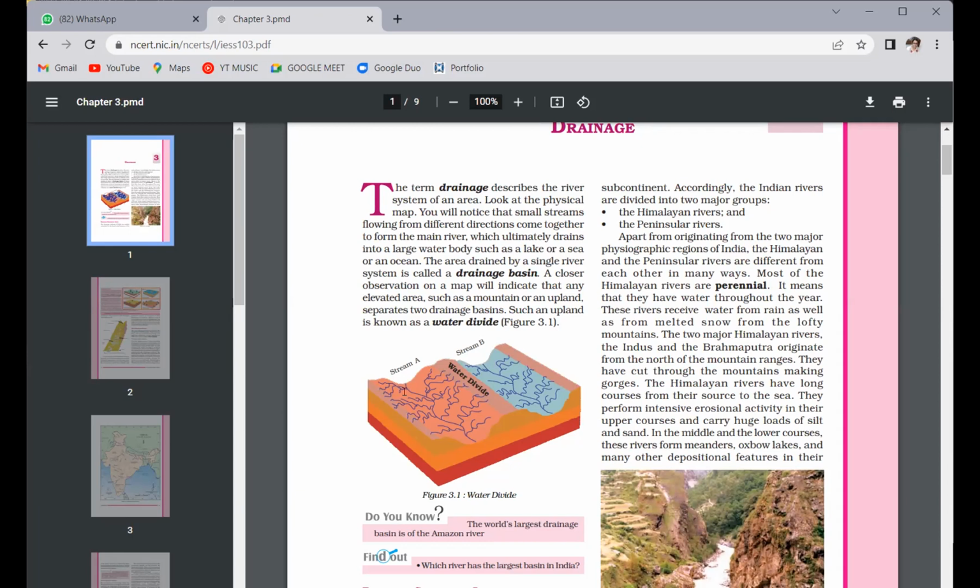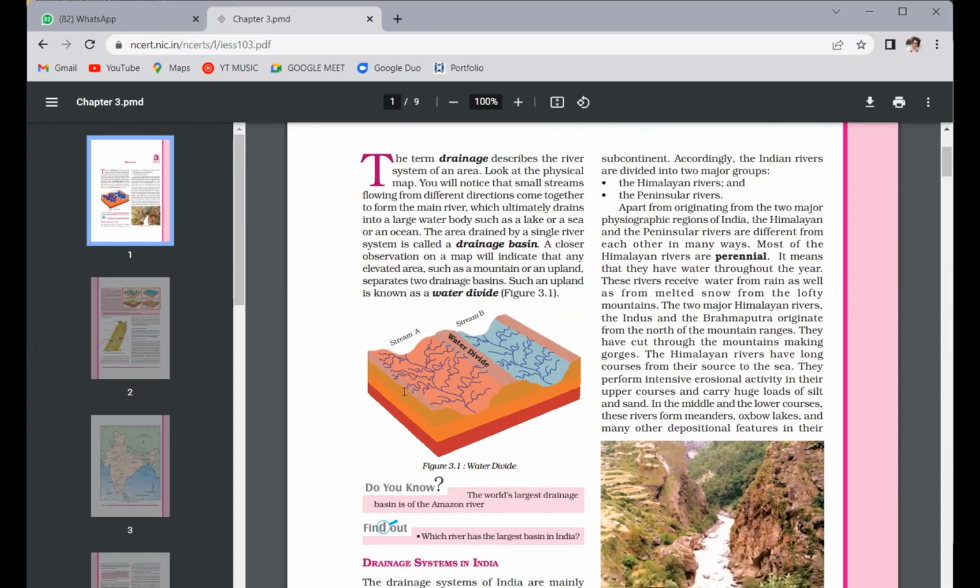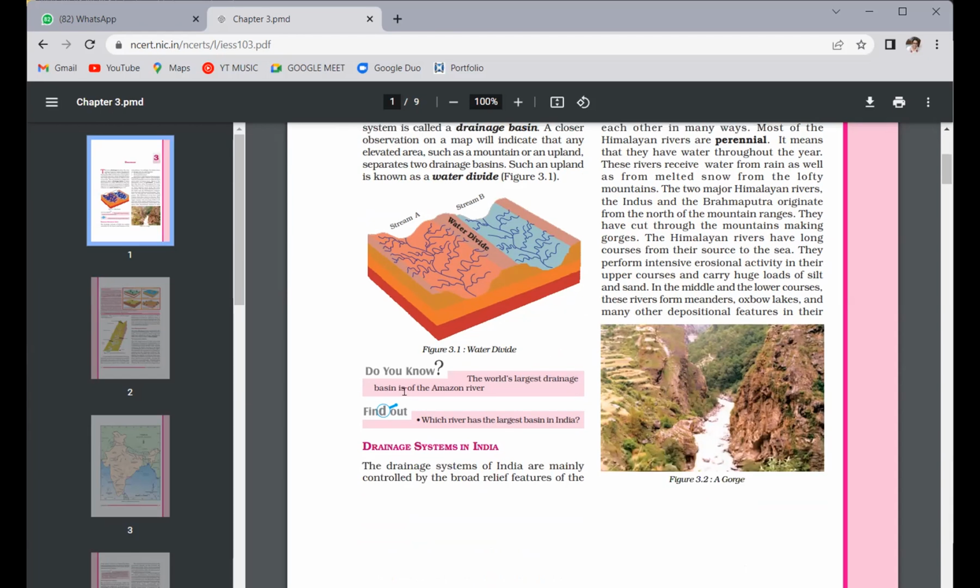A closer observation on a map will indicate that any elevated area, such as a mountain or an upland, separates two drainage basins. Such an upland is known as a water divide. Perfect. Carry on.